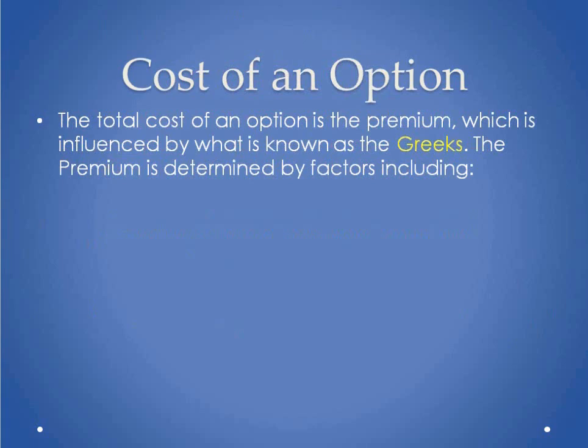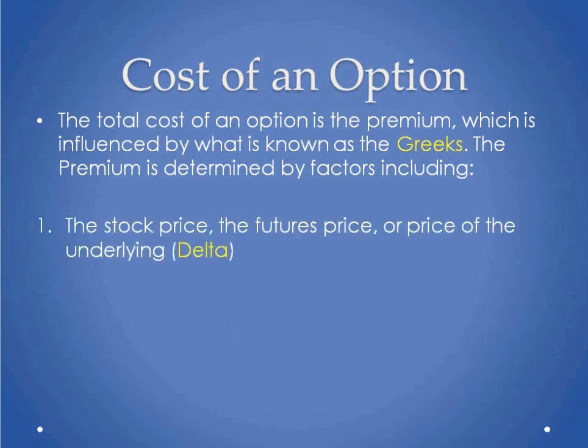So what is the cost of an option? The total cost of an option is the premium, which is influenced by several factors known as the Greeks. The premium is determined by factors including the stock price, the futures price, or the price of the underlying, which is considered the delta. Now, delta of an option can change. So it's constantly moving, whether it's in the money or out of the money.